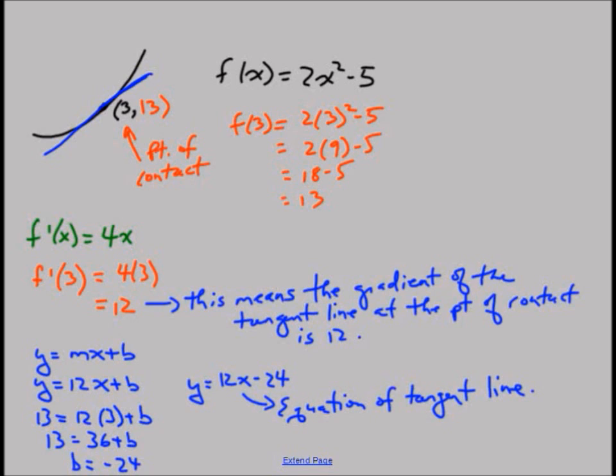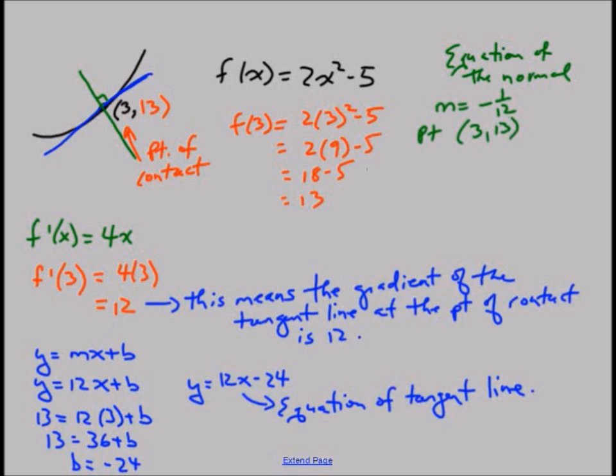Okay, similarly, if we look at the normal to this point of contact and to this curve, the normal is perpendicular to the tangent. Okay, so we know that the slope here is negative 1 over 12. Equation of the normal. The slope is negative 1 over 12. The point of contact is still (3, 13), and we can determine the equation of the normal.